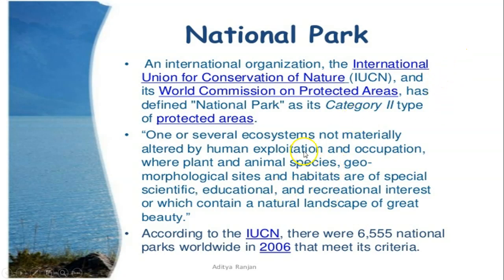Then, one or several ecosystems not materially altered by human exploitation and occupation, where plant and animal species, geomorphological sites, and habitats are of special scientific, educational, and recreational interest, or which contain a natural landscape of great beauty. According to the IUCN, there were 6,555 national parks worldwide in 2006 that meet its criteria.